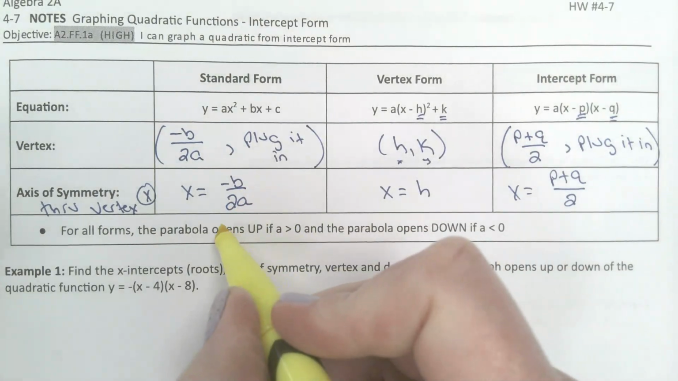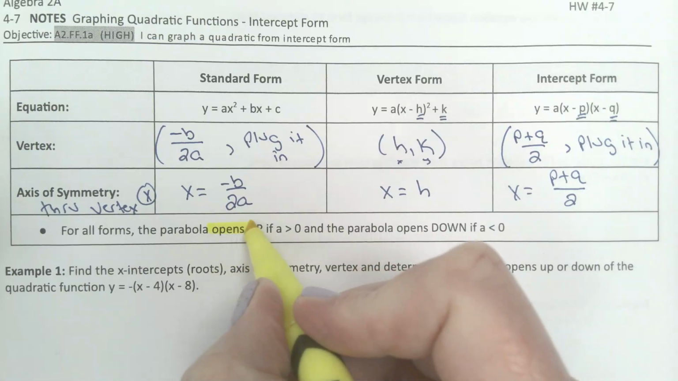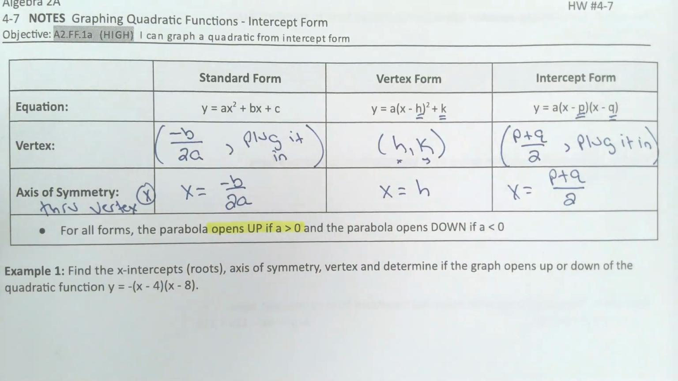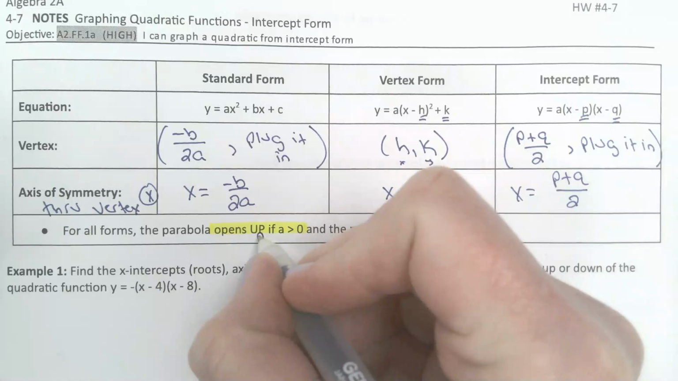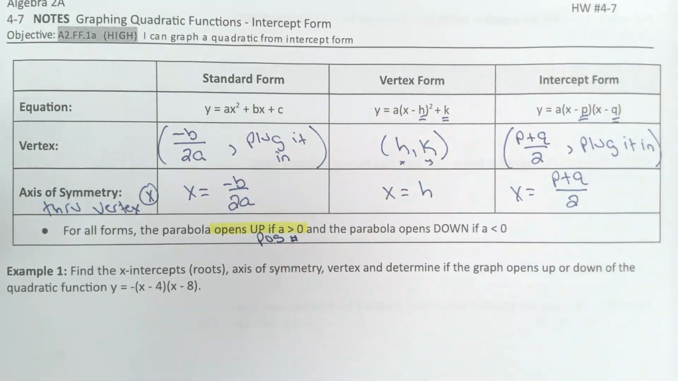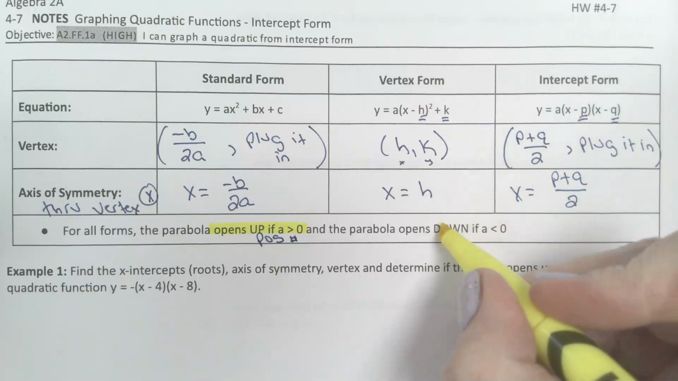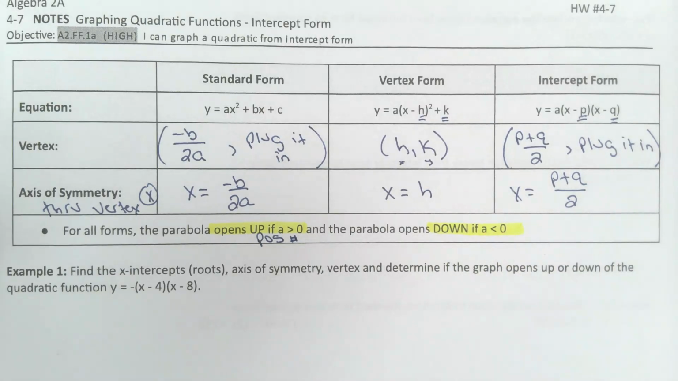All right, so a parabola opens up if a is greater than 0. What's another normal way of saying a is greater than 0? A is a positive number, good. If a is greater than 0, we're just saying a is positive. It opens down if a is less than 0. What's a normal way of saying that? A would be negative.